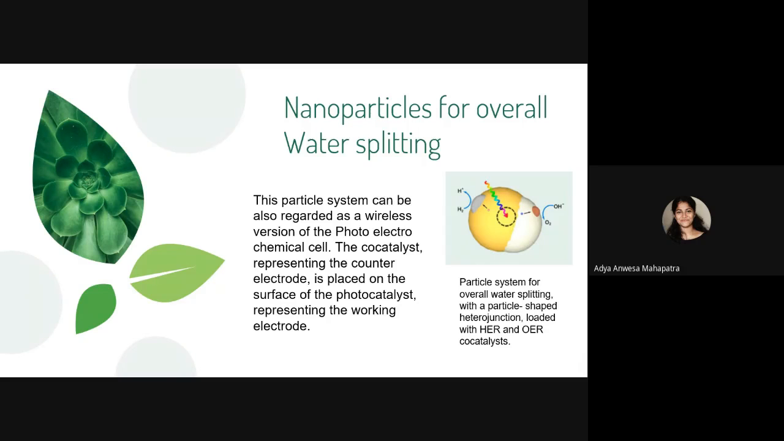This particle system can also be regarded as a wireless version of a photoelectrochemical cell. The co-catalyst representing the counter electrode is placed on the surface of the co-catalyst representing the working electrode. This system showed unexpectedly good stability in aqueous solution. Surface modification was also used to prevent back reaction in this compact system.